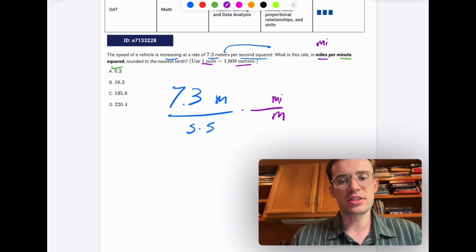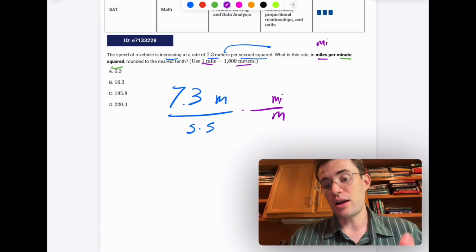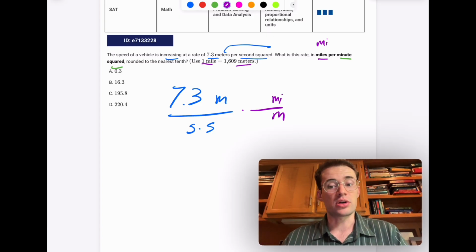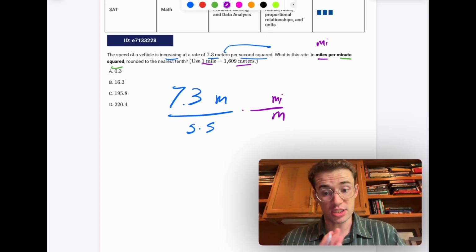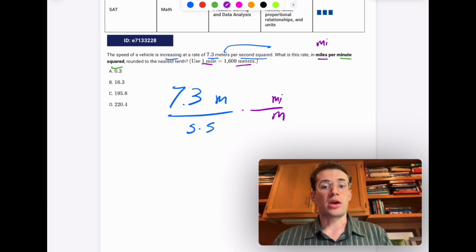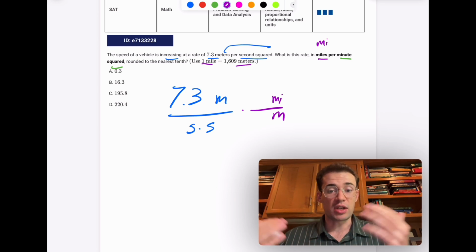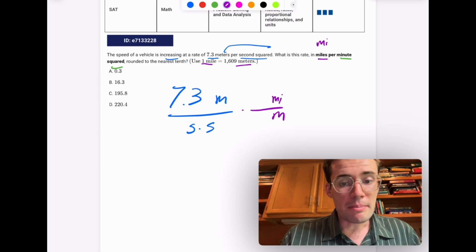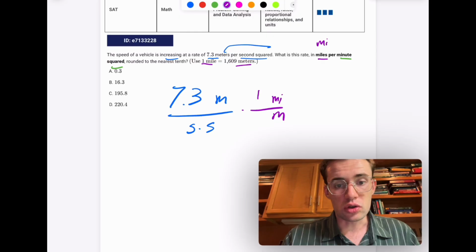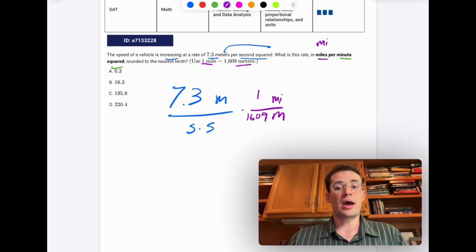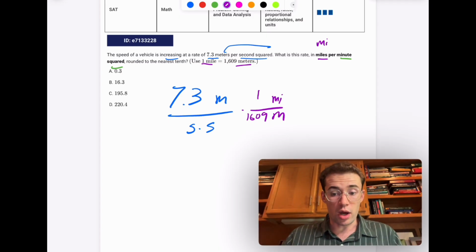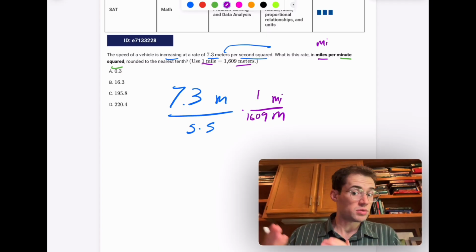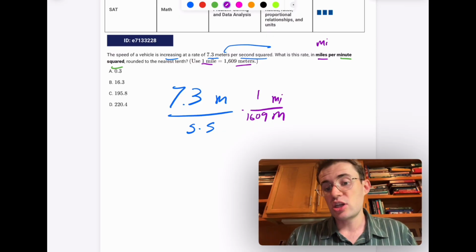So I'm going to put miles on top, meters on the bottom. Now, this is not okay to just multiply by miles over meters, because you have to multiply by something equivalent to 1, so it doesn't change the value. And by equivalent to 1, I mean, if you divide something by itself, it equals 1. So in this case, 1 mile is equivalent to 1,609 meters. So if you divide 1 mile by 1,609 meters, or vice versa, 1,609 meters divided by 1 mile, that's equivalent to 1, right? It's dividing by something equivalent to itself. So we aren't changing the value, right?